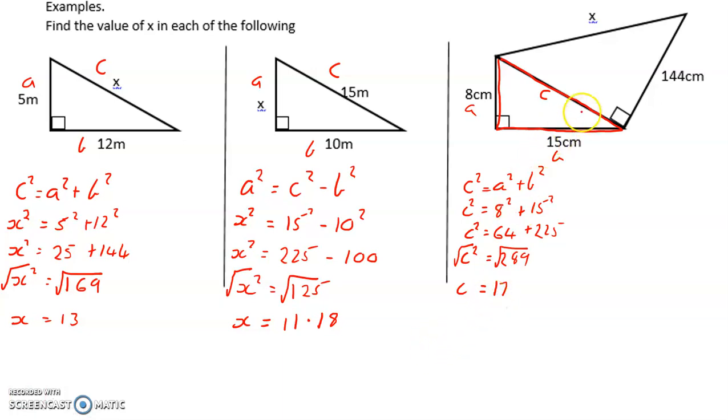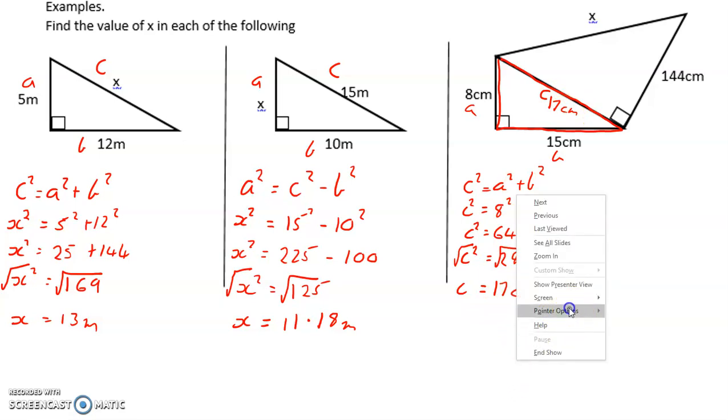So from here, I now know this side is 17. The question is in centimeters, which reminds me, if I was marking this, I wouldn't have given myself full marks here because the answer should have the units. So this is 5 meters. The answer is 13 meters. In that one, 11.18 meters. In this one, at the moment, we're in centimeters.